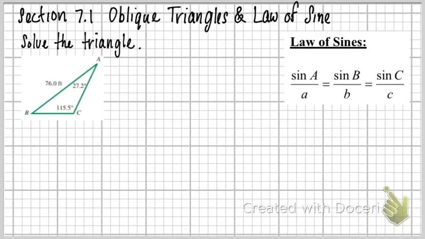Let's take a look at this problem now. It says solve the triangle. So that simply means we have to find all the unknown sides and angles of this triangle.